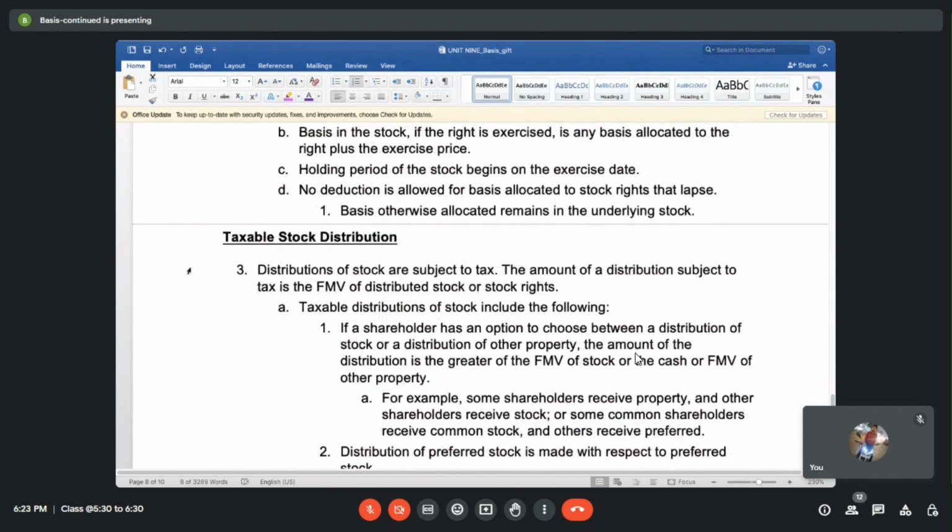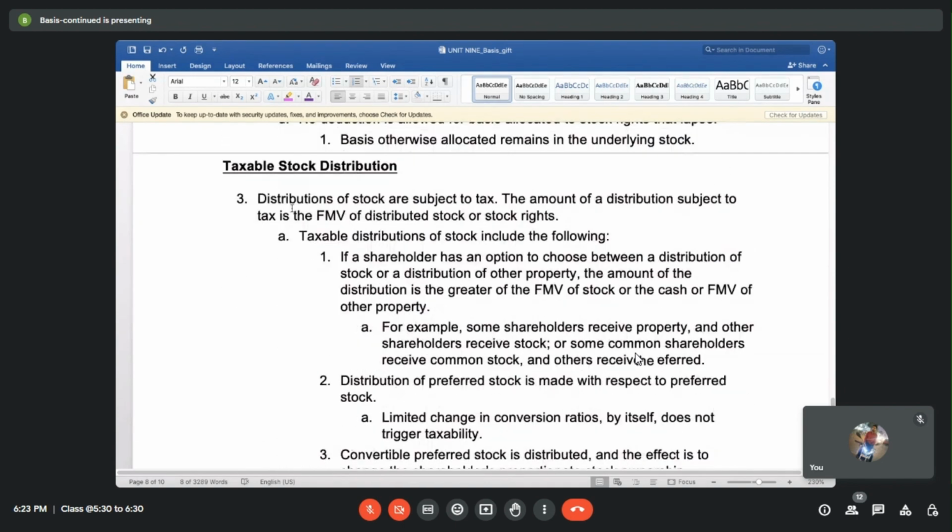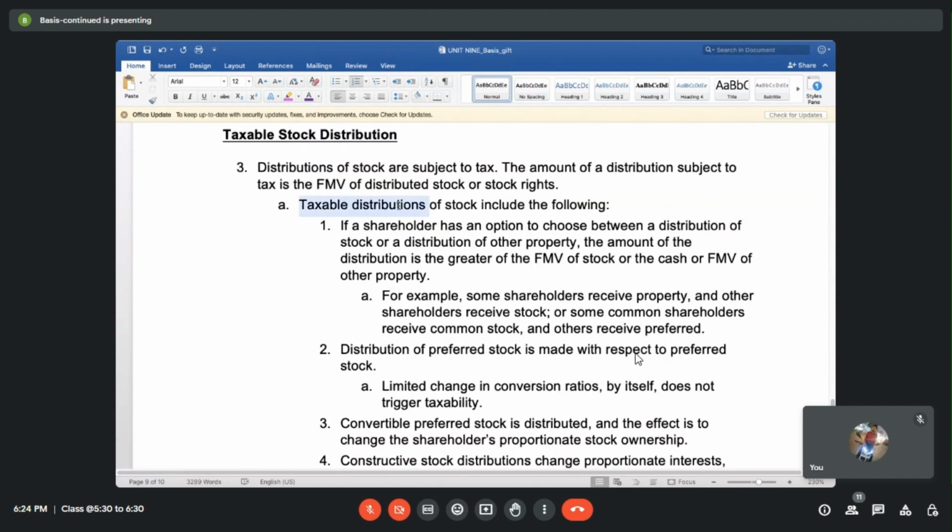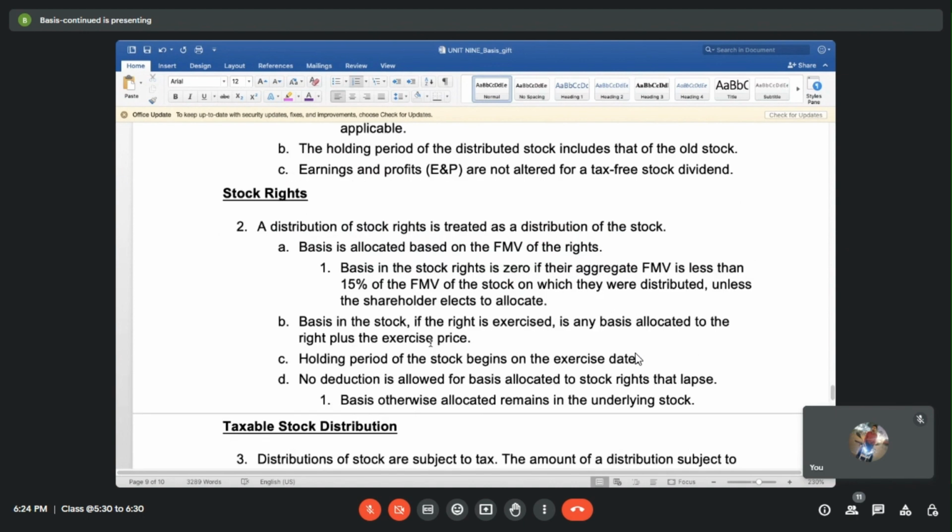Now this is going to be taxable. What is it? Distributions of stock are subject to tax. The amount of distribution subject to tax is the fair market value. This is fine. We have seen the example of RSUs, stock options. They're all taxable distributions. Again, there's one more condition. If the distribution of stock can include the shareholder having an option to choose, they can take stock, they can take some property, they have some flexibility there, then it will usually be a taxable transaction. Here, they don't have any flexibility.